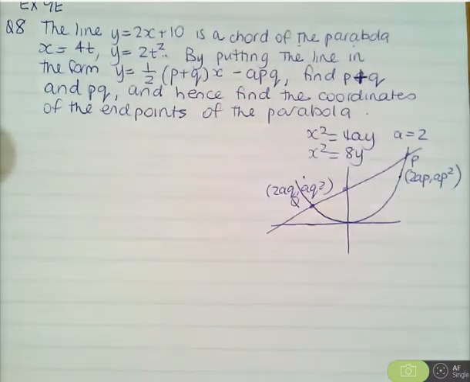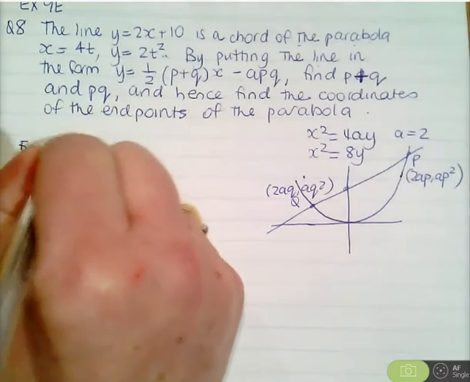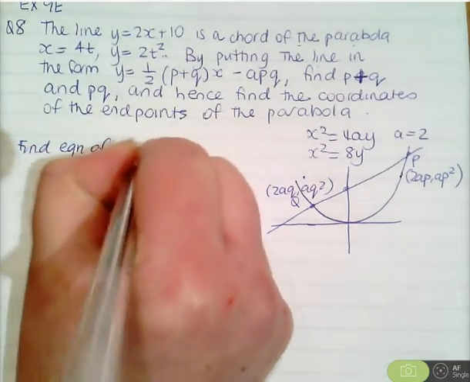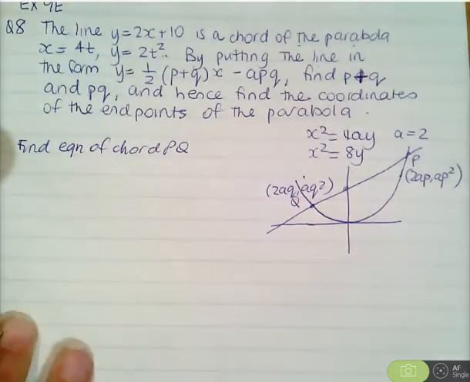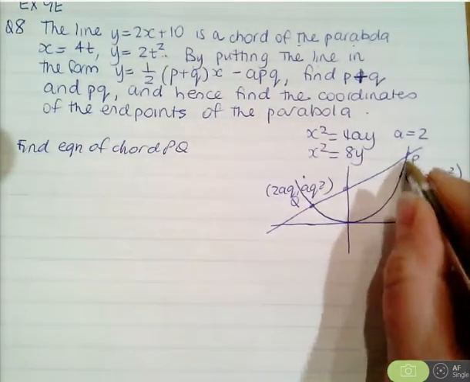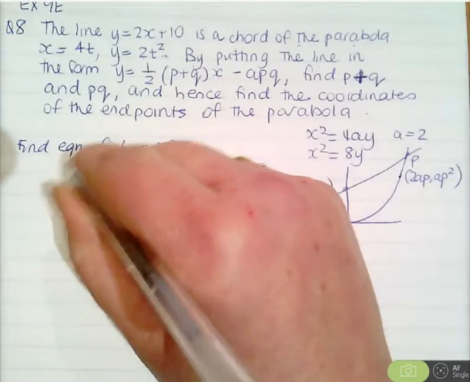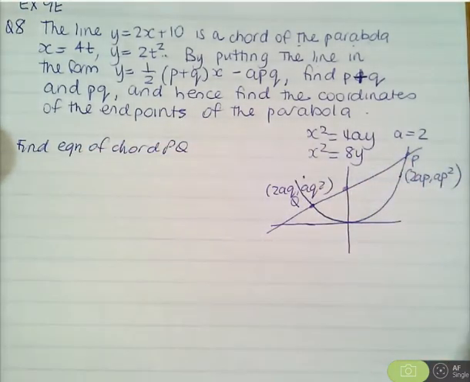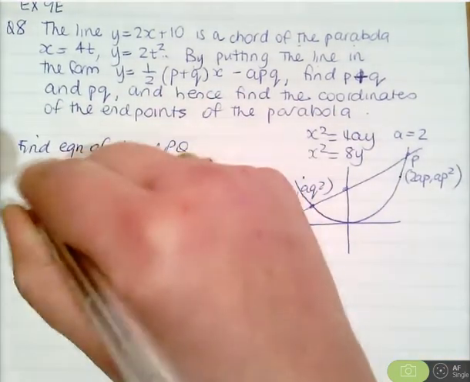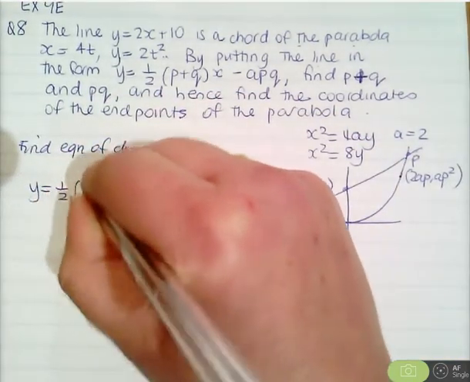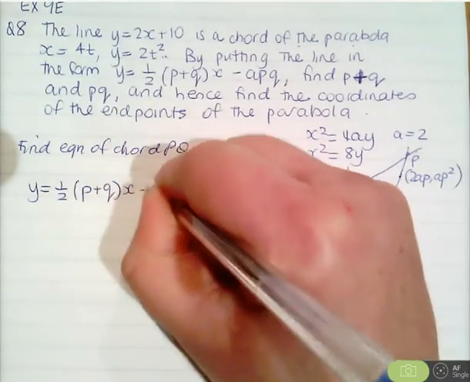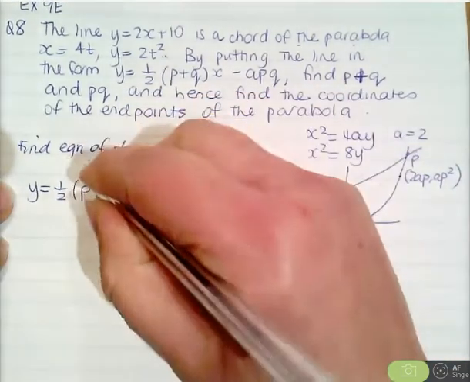Now this is the equation of the line. So what I want you to do is what you've done before in part 7a. Also, I think you did it in question 3. I want you first to find the equation of the chord PQ. Now, please try and do it on your own. This is really good practice. Remember, first you find the gradient of PQ. Then you'll use the point-gradient form using either the point P or Q. Once you've done all that, you will get y equals a half (p plus q) times x minus apq.